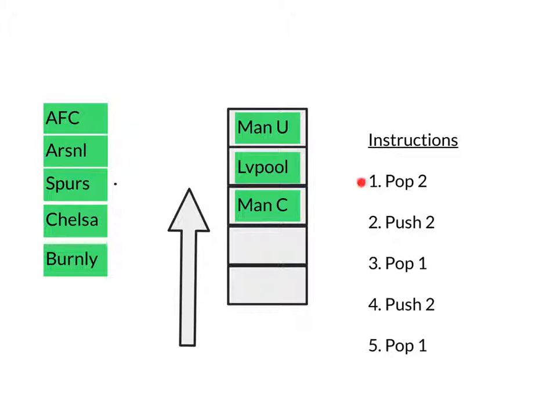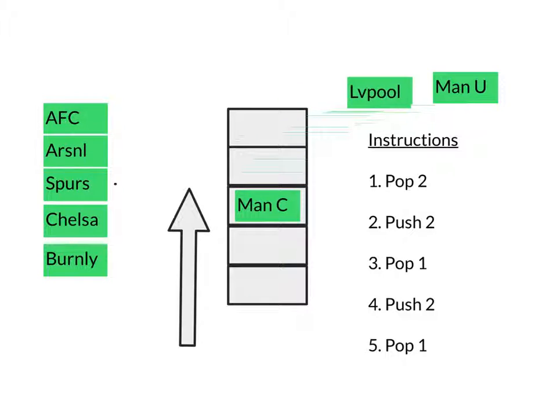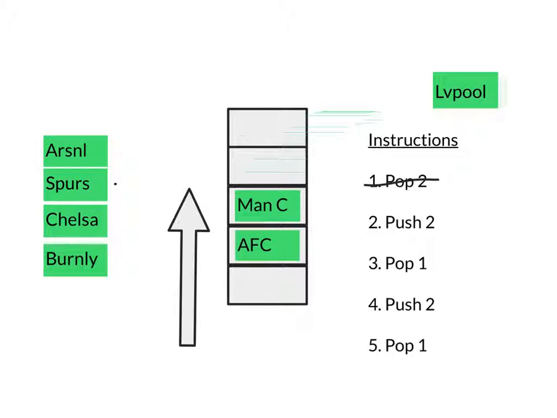So the first instruction here is to pop 2. Okay, so the first two items come off the queue. Taking those two off out the way, nice and easy. The next one says push 2. I'll just cross that one out, so I've done it. Push 2. Okay, so we are going to put 2 more teams on the bottom of the queue at the back, as you would expect. Okay, and I'll cross that one out as well.